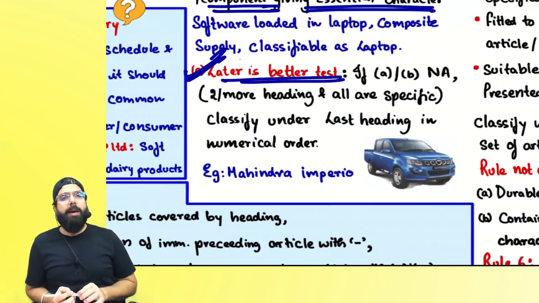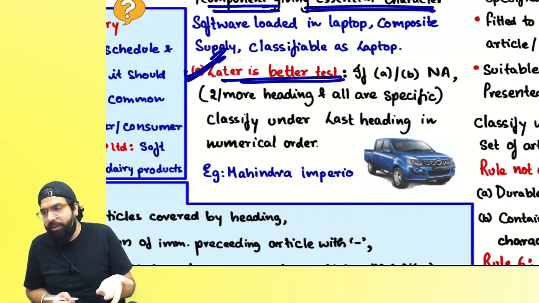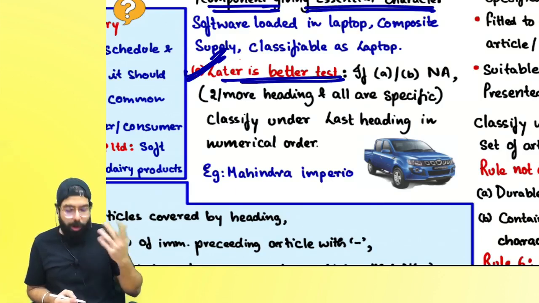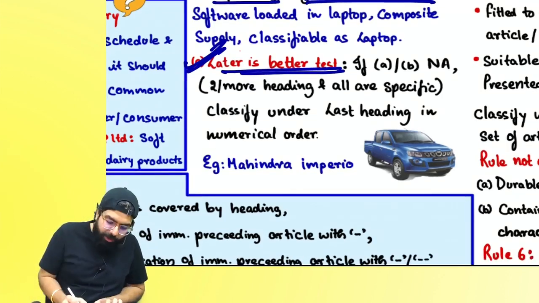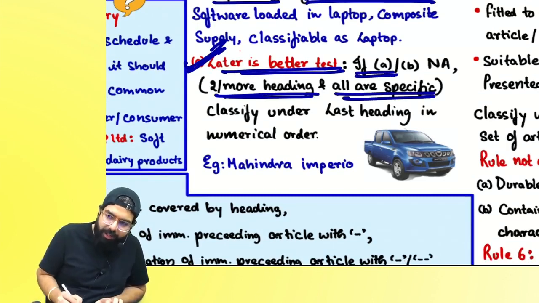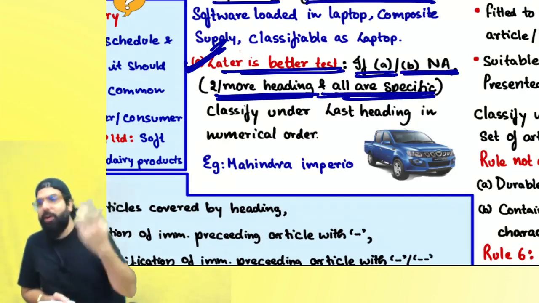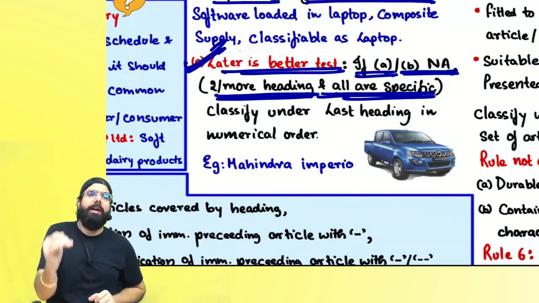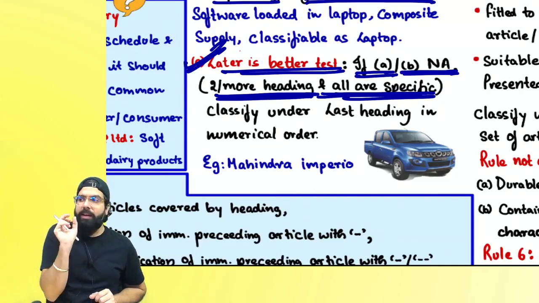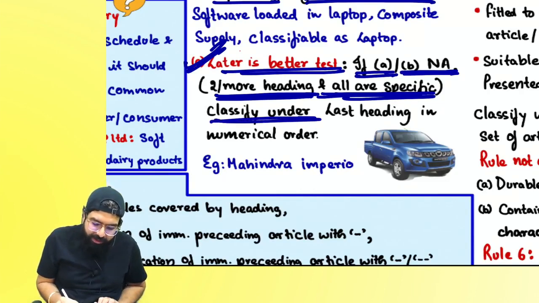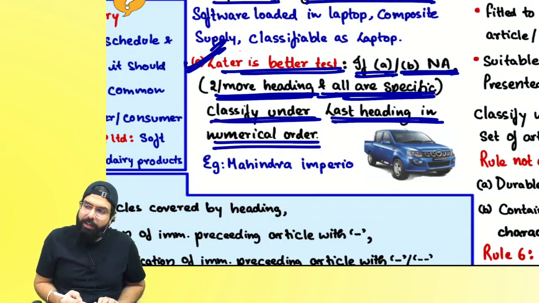If, by applying specific over general or the essential character test, you are not able to classify something, or you are able to classify it under two or more headings and all are specific, then they tell you to go ahead and classify under whichever heading comes last in the numerical order.